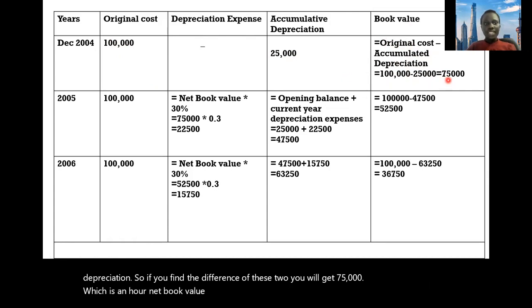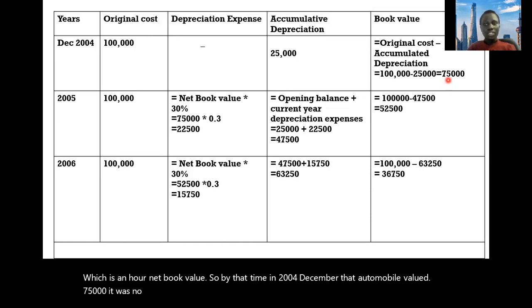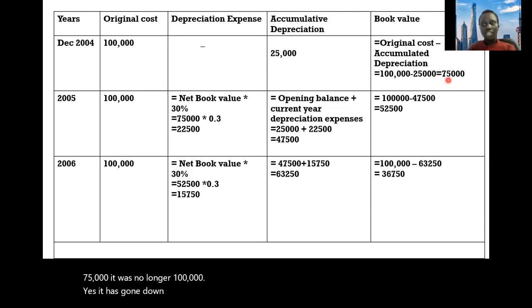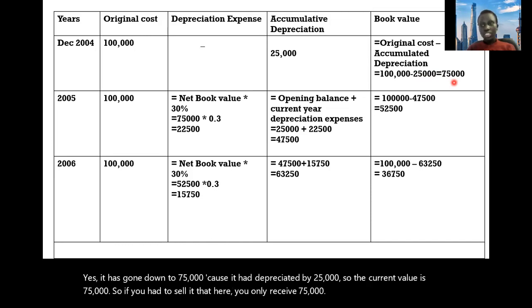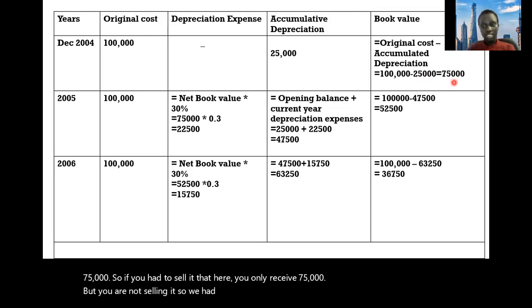So by that time, in December 2004, that automobile valued 75,000. It was no longer 100,000. Yes, it has gone down to 75,000 because it had depreciated by 25,000. So the current value is 75,000. If you had to sell it that year, you would only receive 75,000. But you were not selling it, so we had to calculate the depreciation in the following years.